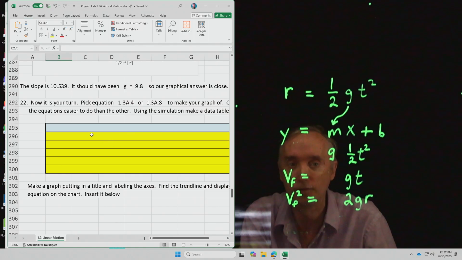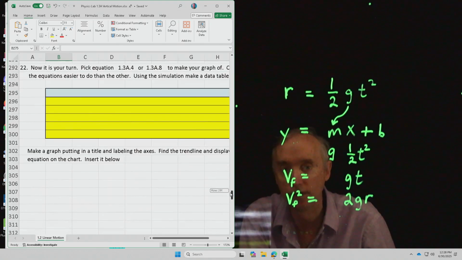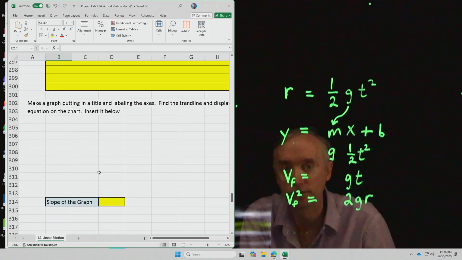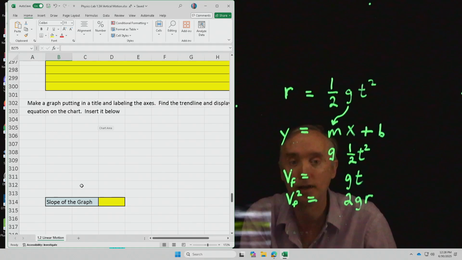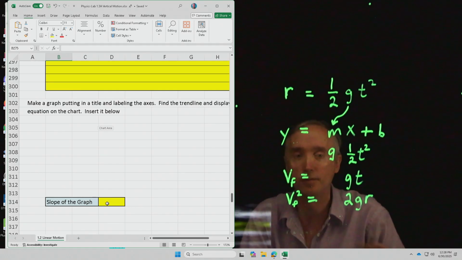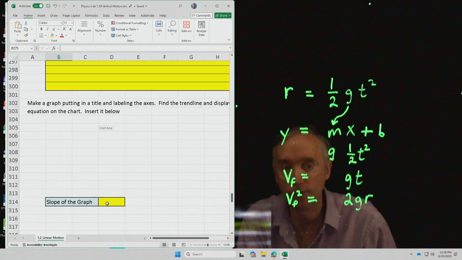So first you're going to have to make a data table, just like I did. Then you're going to have to make a graph, and then the graph goes here. Then you're going to find the trend line, and find the slope of the trend line, and then put that slope here, and it should be a number close to 9.8 if you do it correctly.